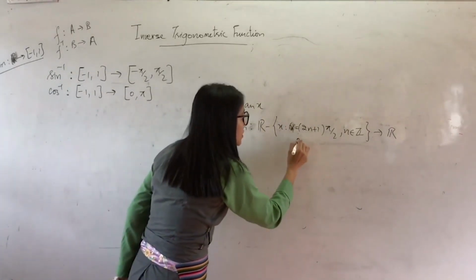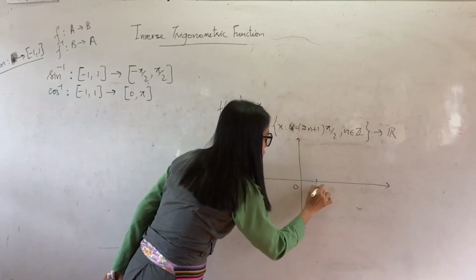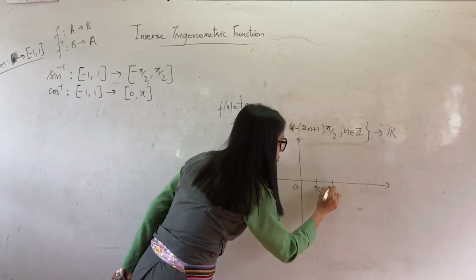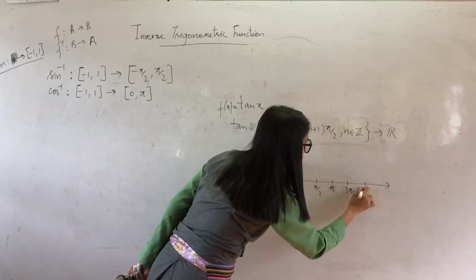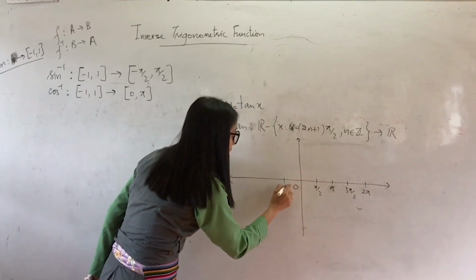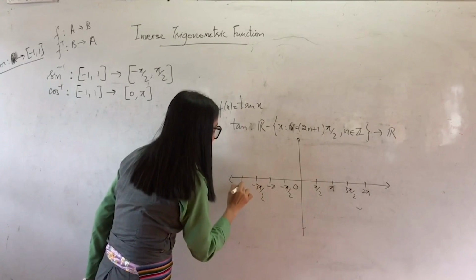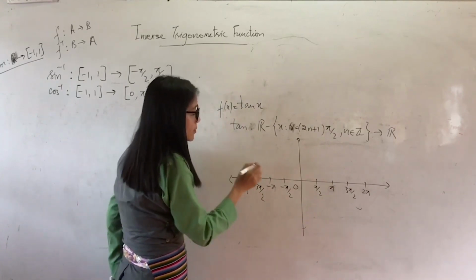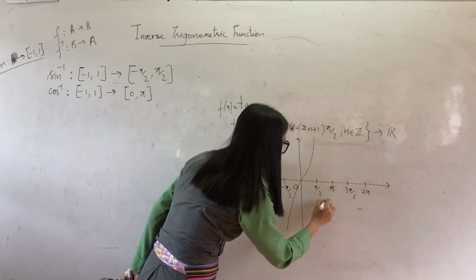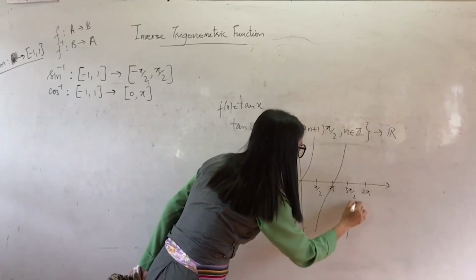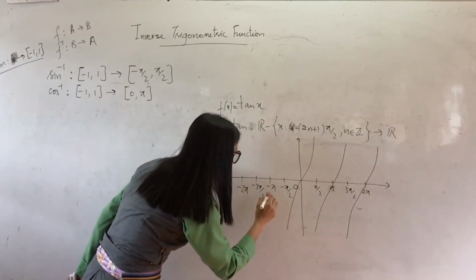Now graphically we'll try to see. 0, pi by 2, pi, 3 pi by 2, 2 pi. If I come this side, negative pi by 2, negative pi, negative 3 pi by 2, and negative 2 pi, right? So this is the graph of tan. It goes like this. Tan is an increasing function. It is an ever increasing function. It always increases.